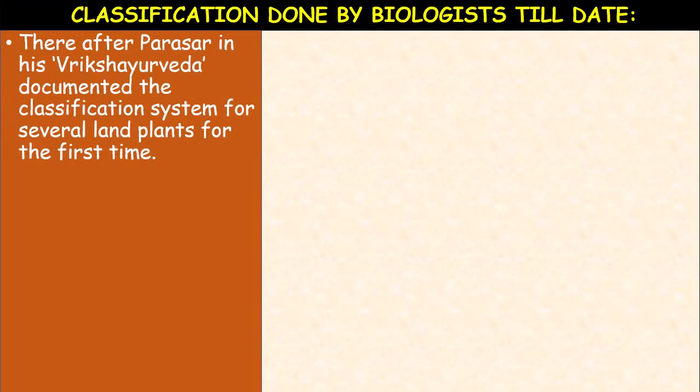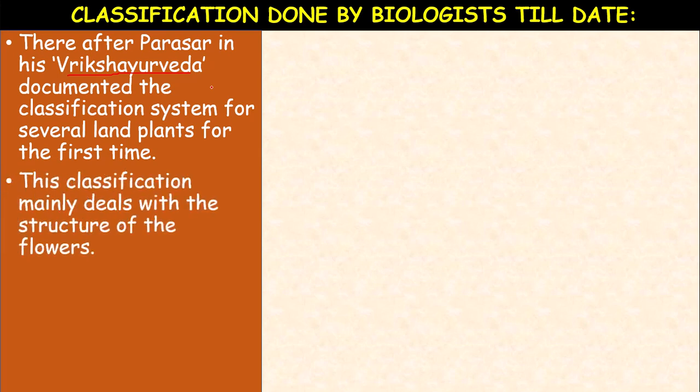Thereafter, Charaka Samhita and Sushruta Samhita. Then Parasar, in his book Vrikshayurveda, documented the classification system of several land plants for the first time. This classification mainly deals with the structure of the flowers.